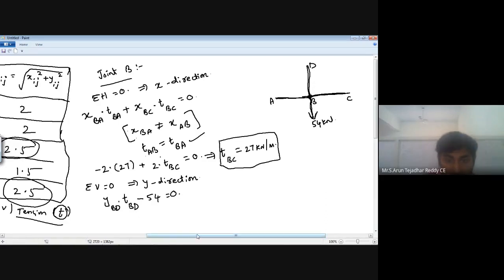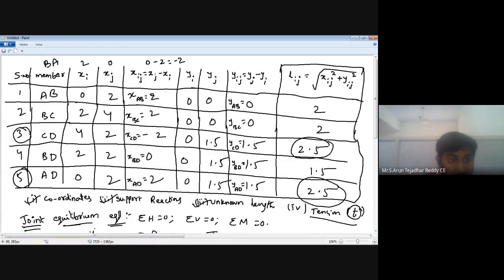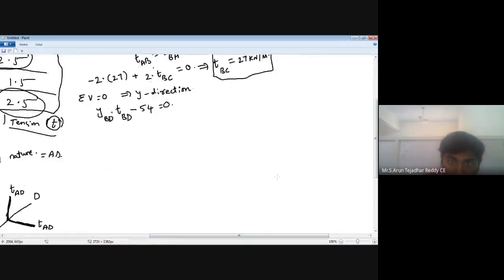Once observe in this table what is the value of BD. Once observe serial number 4, that is BD member, and it is in the y direction. So YBD direct value, that is 1.5. 1.5 into TBD, 54 kilonewton. Then we'll get TBD value. What is the value of TBD? That is 36 kilonewton per meter.